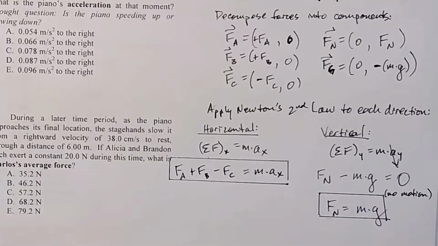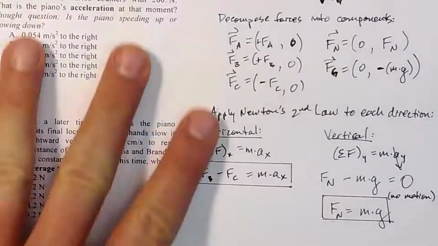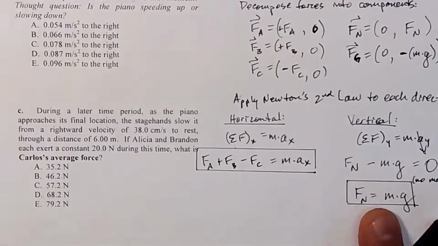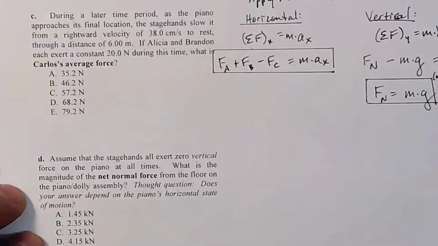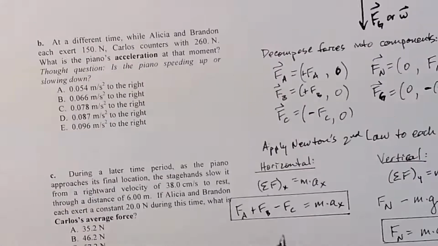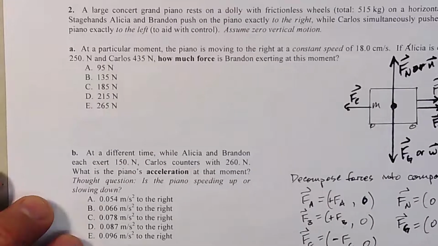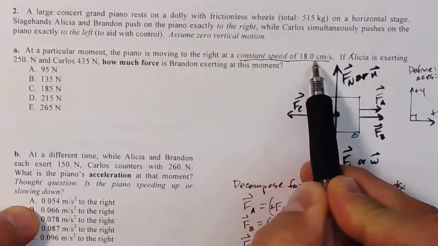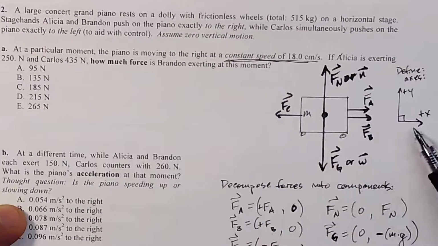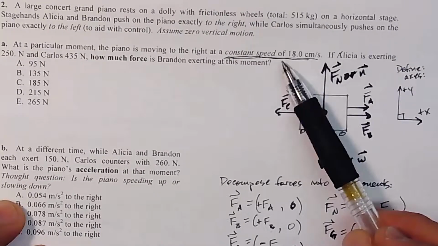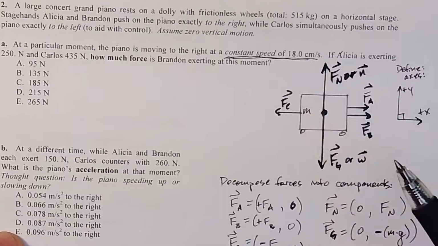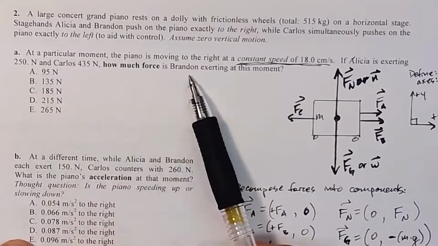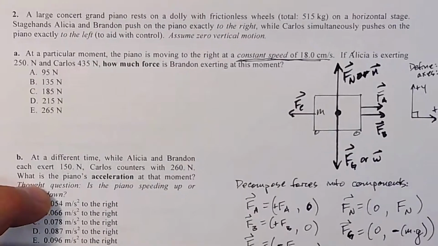Okay, so in theory, we can now answer any of these questions just using these two equations. In fact, if I jump down here to part D, let's take them in order. At a particular moment, the piano is moving to the right at a constant speed. Given our choice of axes, that'd be a velocity with an x component of positive 18 centimeters per second. Given the magnitudes of the force from person A and person C, what is the magnitude of the force from person B for that to happen?